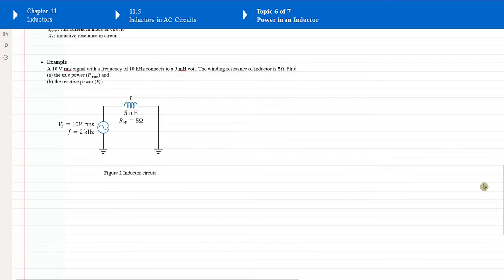Now let's solve this problem. A 10-volt root mean square signal with a frequency of 10 kHz energizes this 5 mH coil. The winding resistance Rw equals 5 ohm. First we need to find the true power, P true, and then we need to find the reactive power, PR.